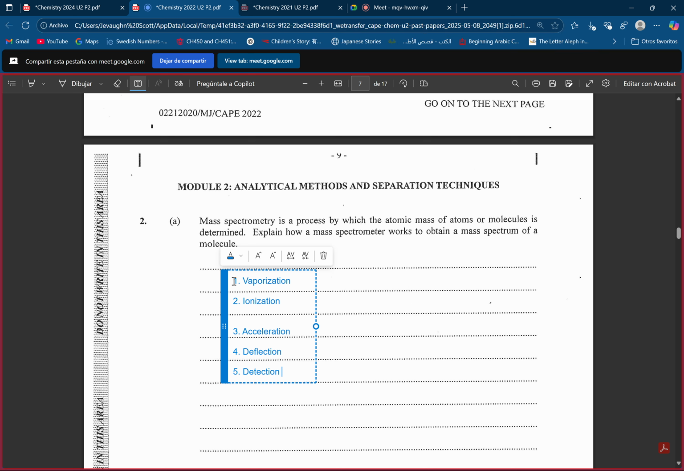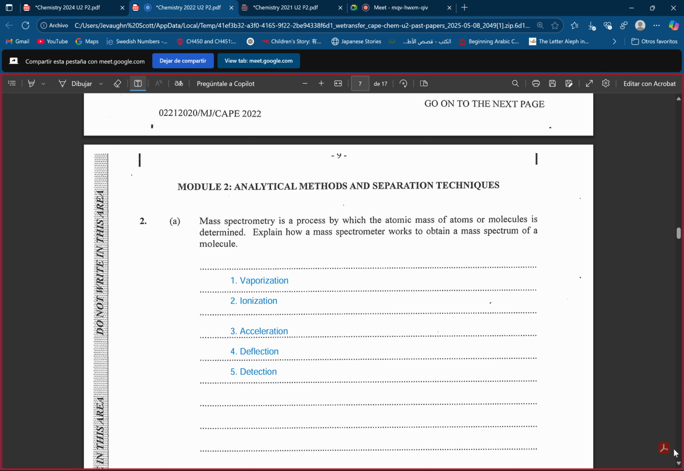We deflection. We're going to use a mass charge ratio, right? Going perpendicular to the vector of the magnetic field B, strength B, and we're going to be deflecting the particles, right? Based on its deflection, right, we are able to detect isolated ions, right, and produce a mass spectrum, right? So we must be able to explain these.